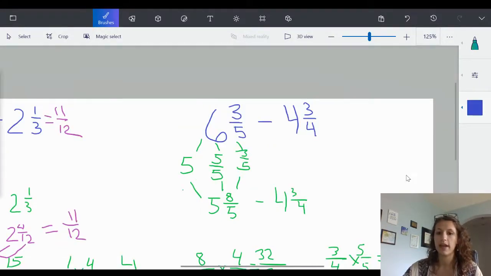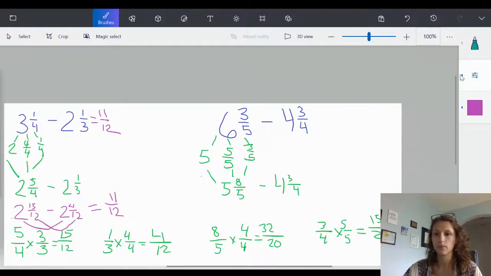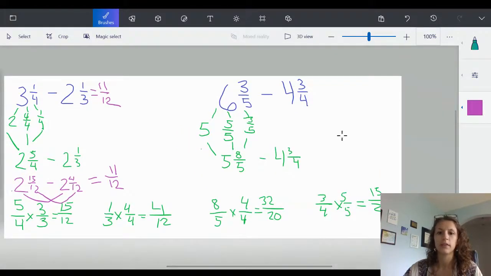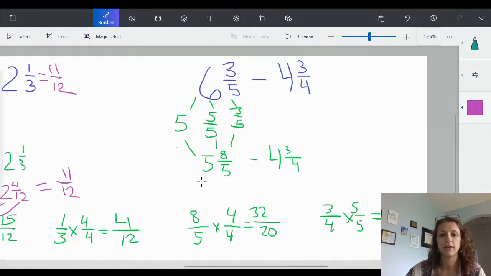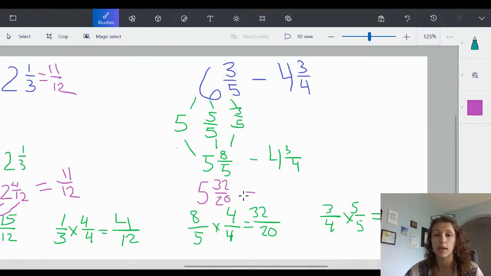So now let's go ahead and rewrite. There we go. So now this is 5 32/20. 8/5 is the same as 32/20. I'm simply renaming it in a unit that allows me to complete this operation. Take away 4 15/20.